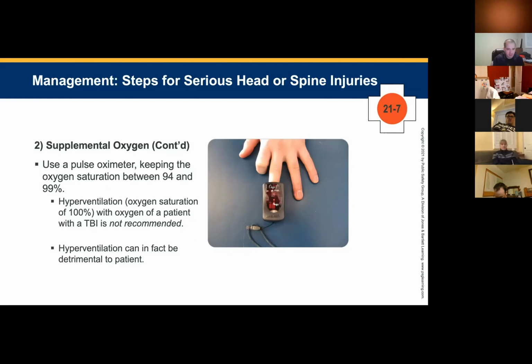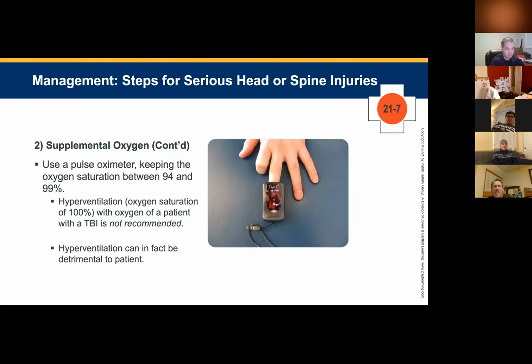They talk here about hyperventilation, and maintaining an oxygen saturation of 100% with oxygen is not recommended. Does anybody know why hyperventilation? This used to be common practice: if we had a patient with a head injury and a suspected brain bleed, we would actually go ahead and breathe faster for them, but they're no longer recommending this in routine practice. Does anybody know why?